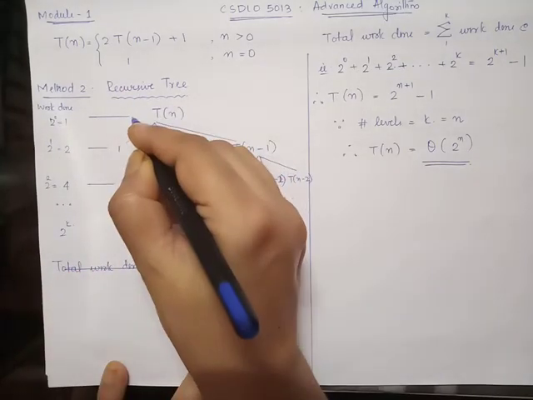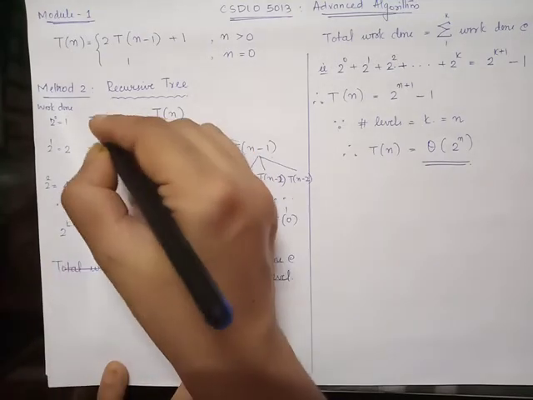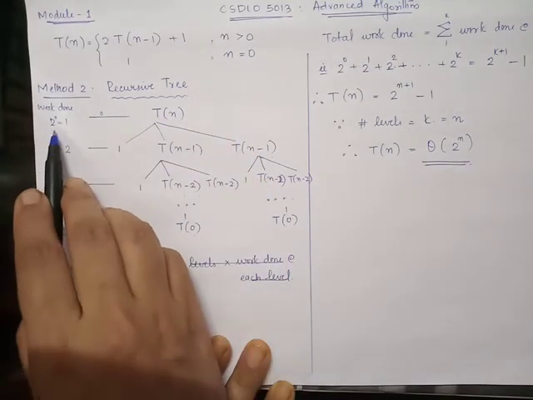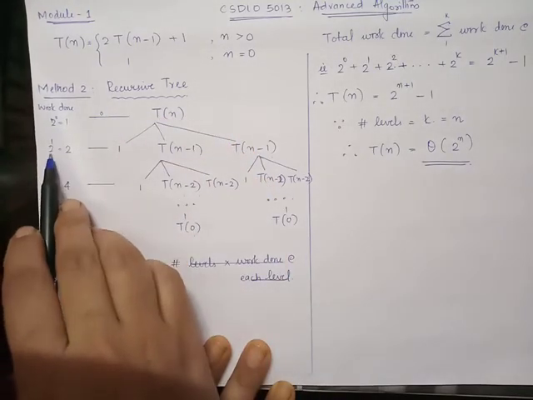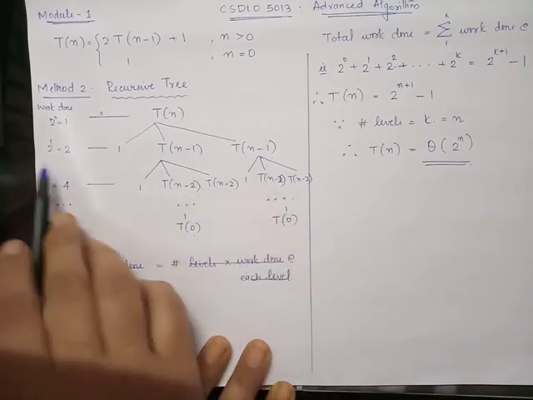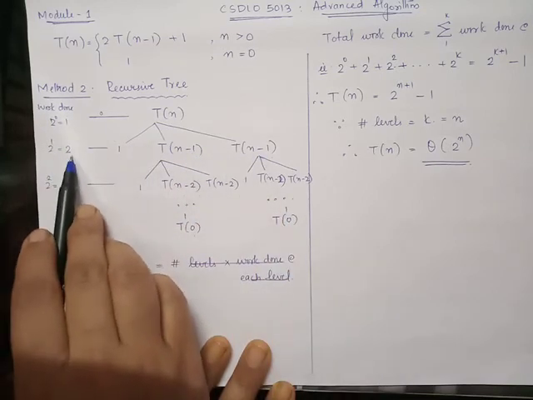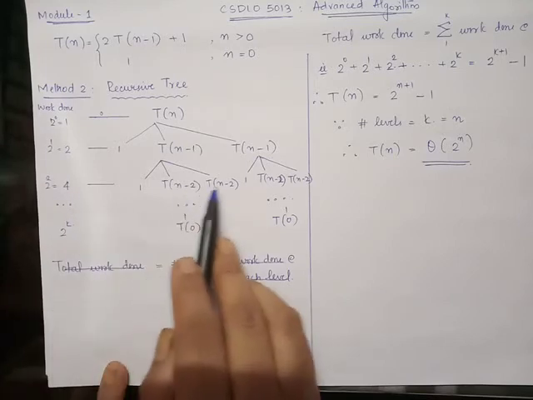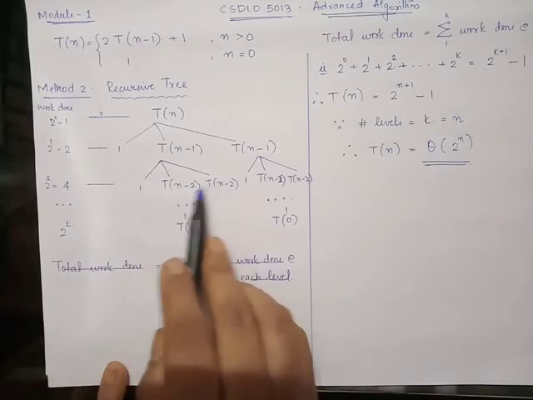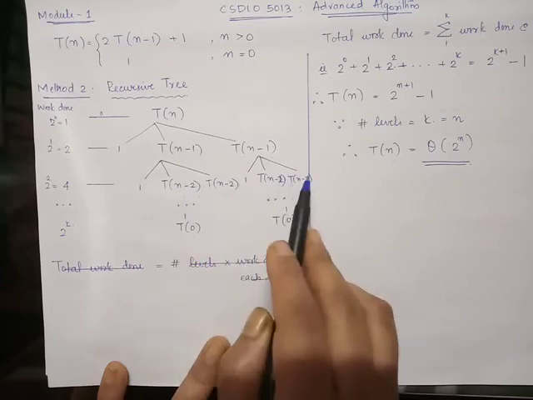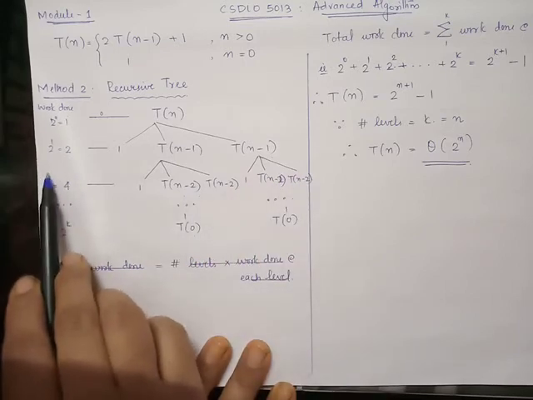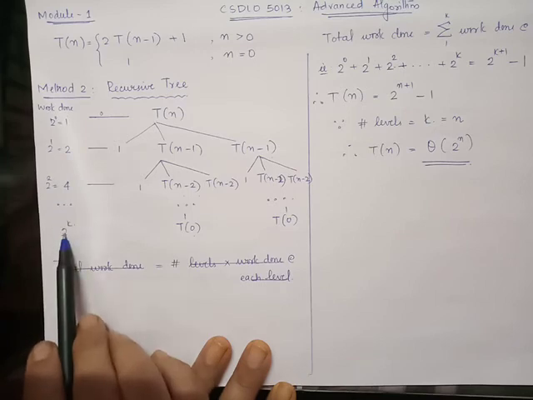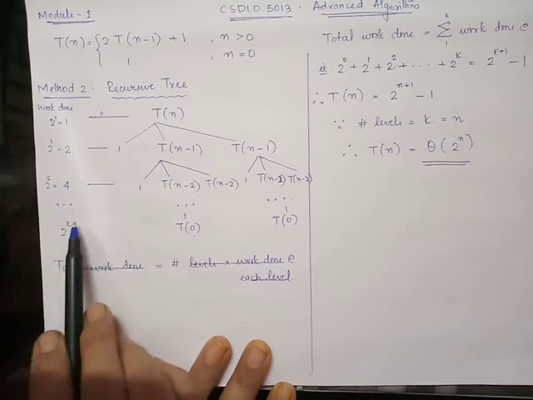The work done at the 0th level is equal to 2 raised to 0, that is equal to 1. At the first level, the unit of work done is equal to 2. Proceeding further, the work done is associated with the expansion of these 4 function invocations. So the work done is equal to 2 raised to 2, that is equal to 4, and so on and so forth. At the kth level, the work done is equal to 2 raised to k.